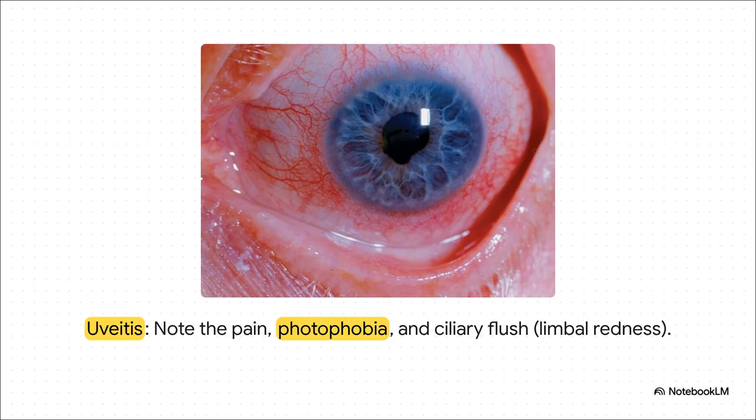Now let's look at uveitis, sometimes called iritis. The dead giveaway here is something called a ciliary flush. You see how the redness is packed right into a ring around the cornea, the colored part of the eye? That tells you the inflammation is inside the eye. Patients will also complain about pain and being incredibly sensitive to light. And just like scleritis, this is very often connected to systemic inflammatory conditions.